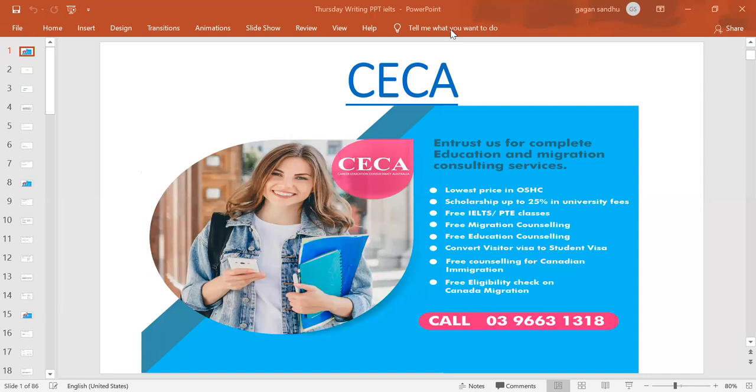And overseas health cover is also one of the services we're providing, with different overseas health cover providers. We try to give you the lowest price possible in the market. If you are about to change it or want to buy a new one, you can check the quote with us and see if that works for you. And hopefully that definitely 100% works. The number here on the screen is the one you can call, 0396631318. That's the number you can call for your queries in regards to any of the services I'm mentioning here.